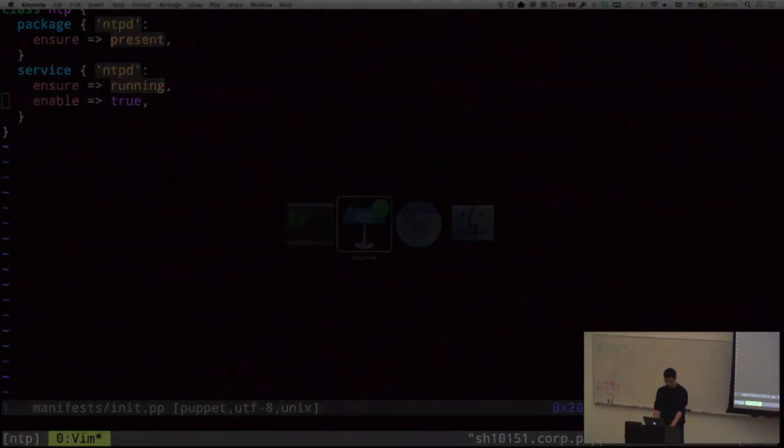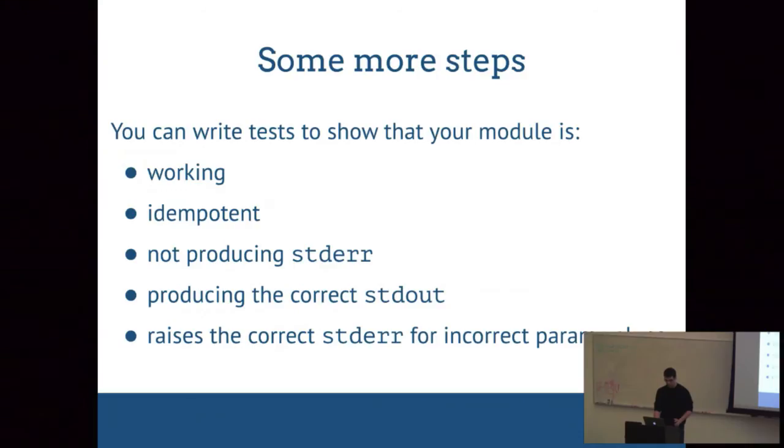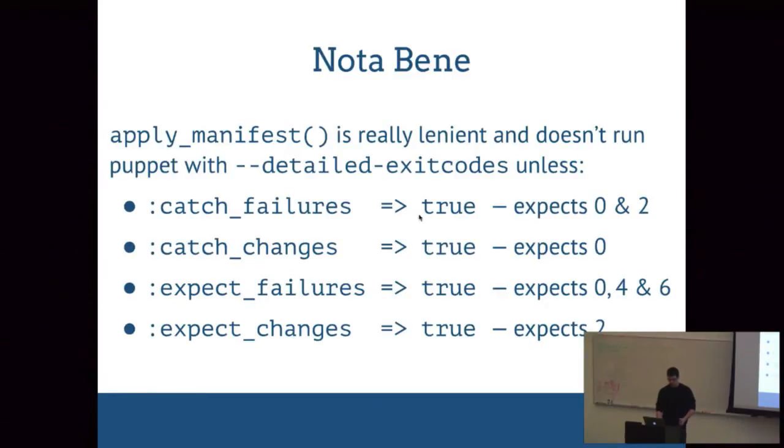So in Beaker, I'm going to skip that for a second, we have this ability to check assertions on Puppet runs. Like, we want to make sure that we catch all failures. So if we catch failures, that means if any failures happen, we expect either a 0 or 2. So changes are okay, no changes are okay, but failures are bad.